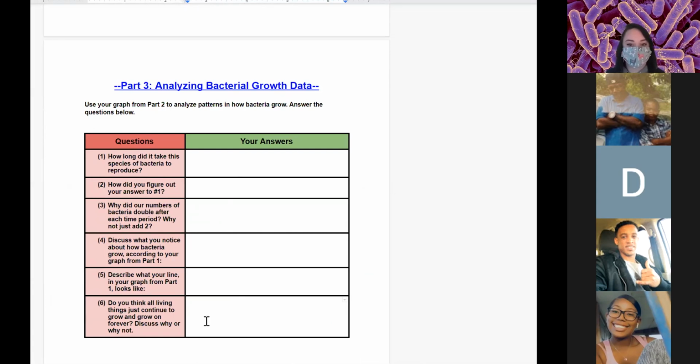Number 6 says, do you think all living things just continue to grow and grow forever? What do we think about that? Do living things just grow and grow forever?